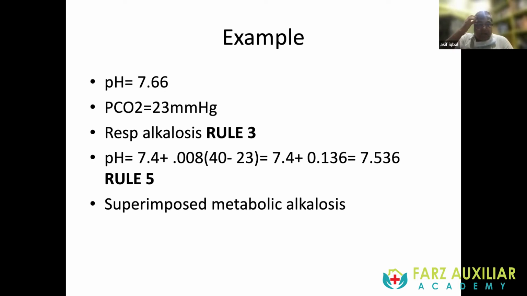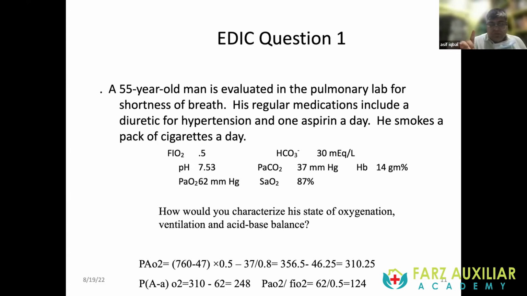Now, rule number 3 is respiratory alkalosis. Now, you have to check the pH, the expected pH changes. So pH will be 7.4 plus, so the expected pH will be 7.536. But here you see the pH is 7.66. So it means something, so it is not normal.